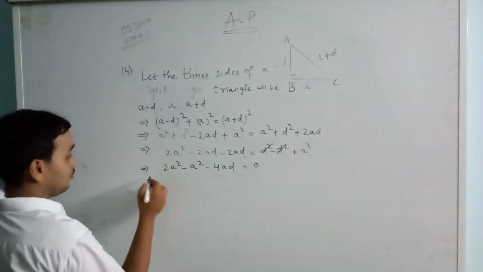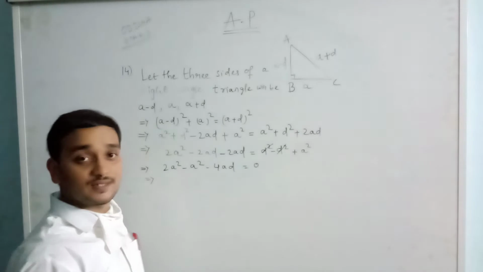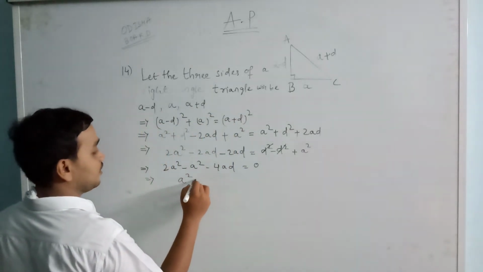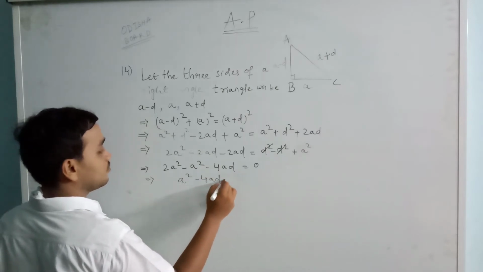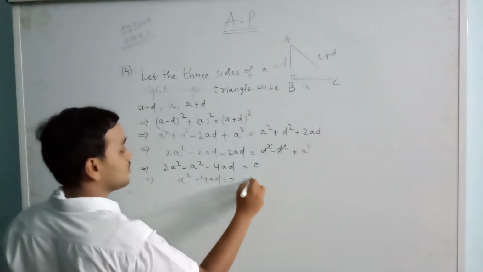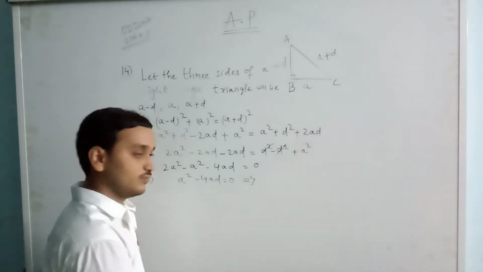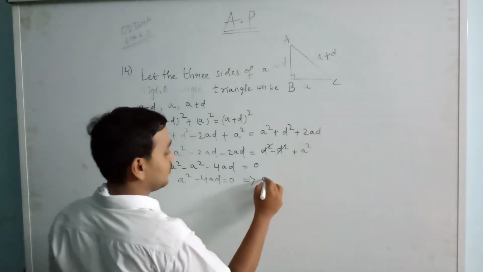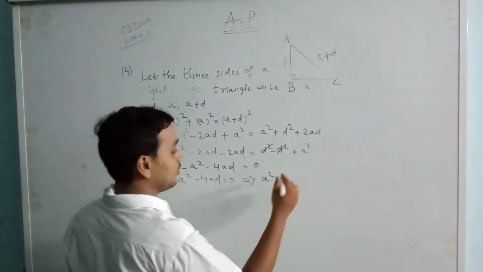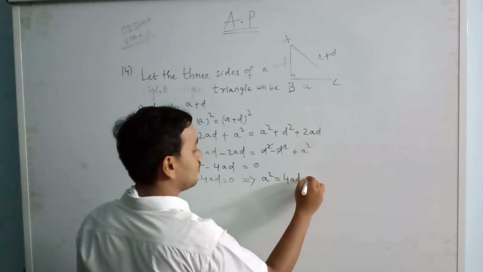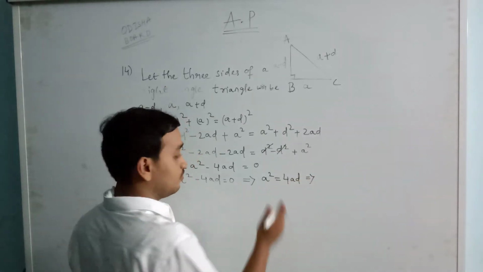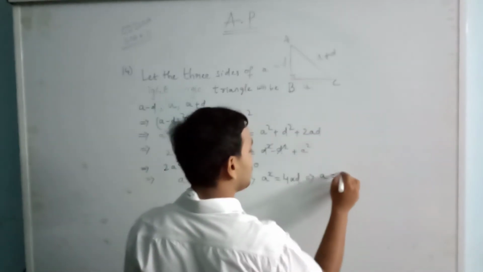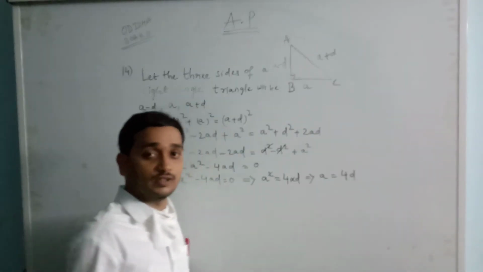See, what is 2a square minus a square, what, plus a square minus 4ad is equal to 0. Now see, I will write this. It's okay, this side also equal, so a square is equal to 4ad, go on that side. What? a square is equal to 4ad. Now a square, this will be cancelled, so remaining what, a square is equal to 4ad, a is equal to 4d.